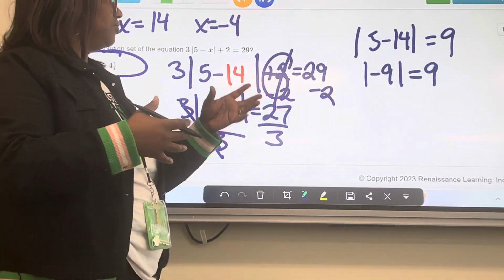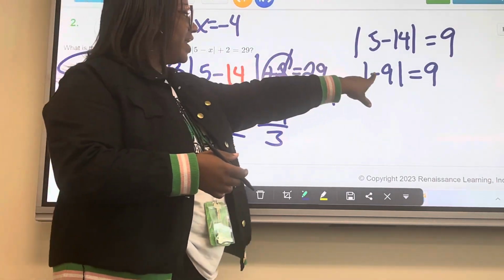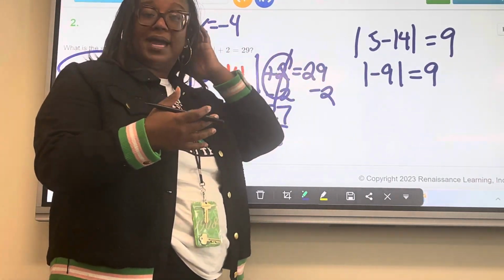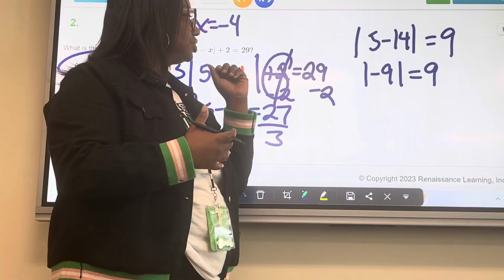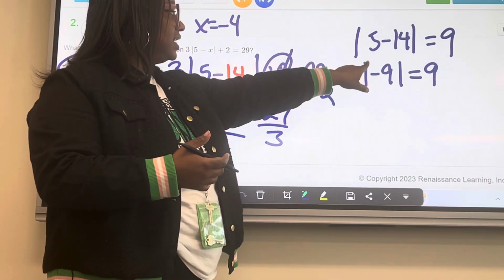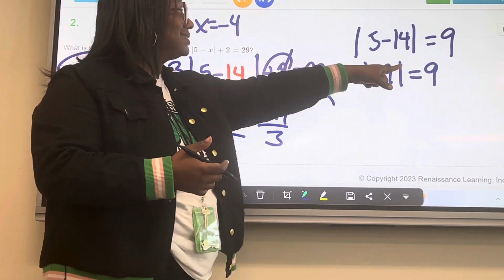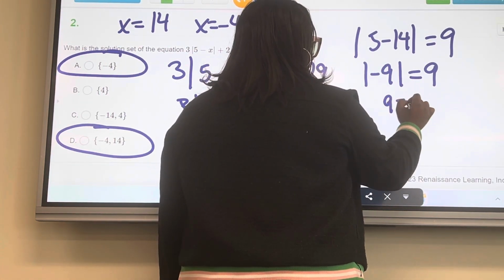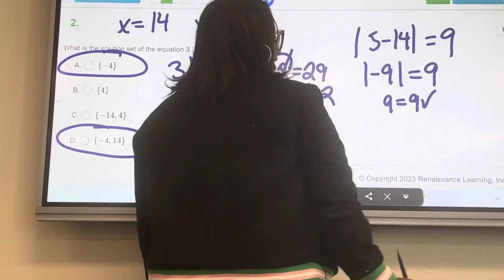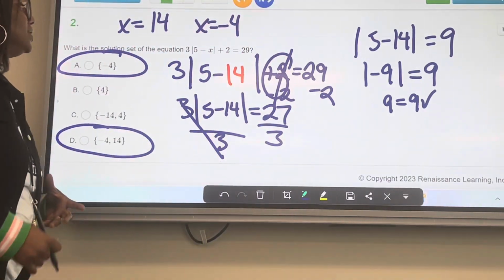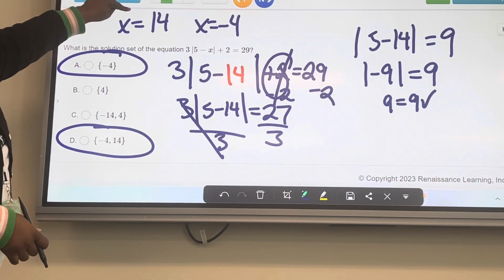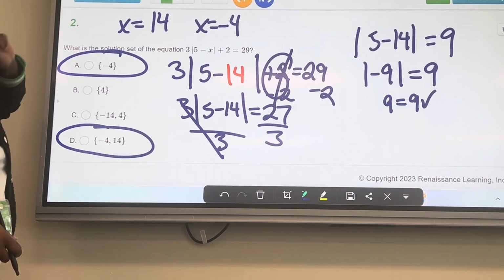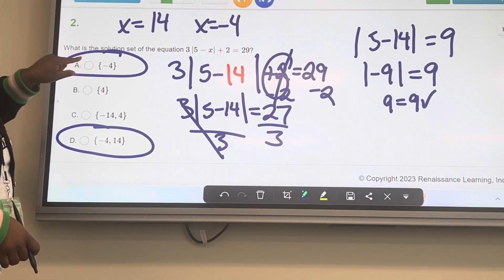So I ask myself, how far is -9 away from 0? I'm asking myself the absolute value question. Well, the distance -9 is away from 0 is 9. So the absolute value of -9 is 9. Since 9 equals 9, that is a true statement. So what does that tell me? That tells me that 14 actually does work. So I know the answer now.